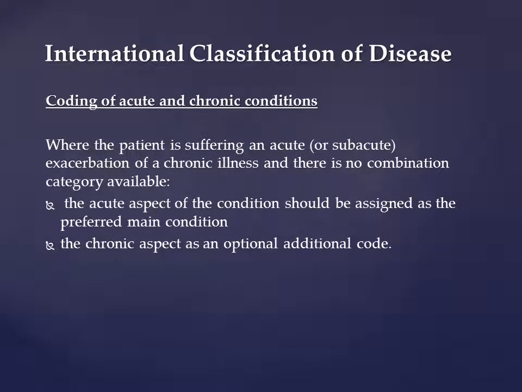For acute and chronic conditions, when the patient is suffering an acute exacerbation of a chronic illness and no combination category or code is available, the acute aspect of the condition should be assigned as the main condition, while the chronic aspect should be coded as an optional additional code.